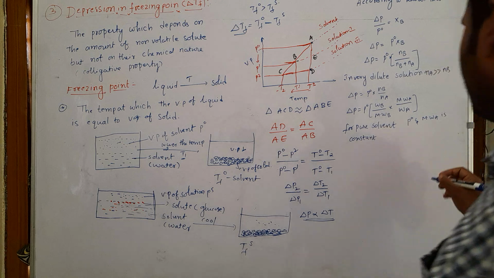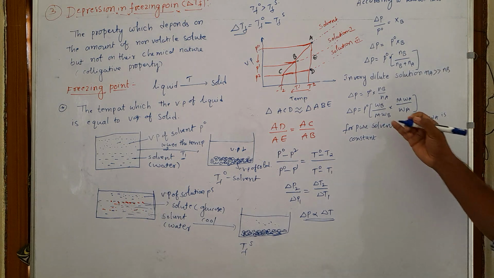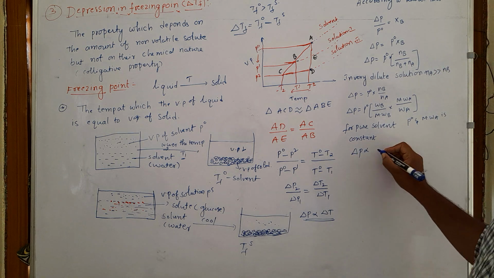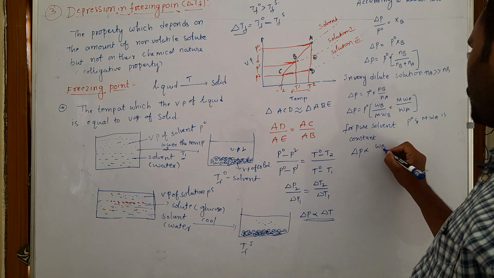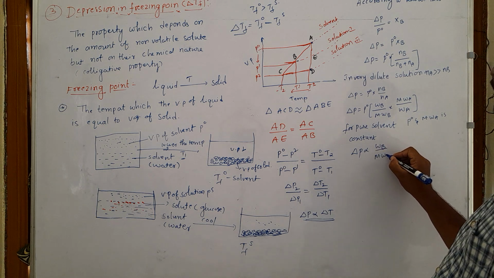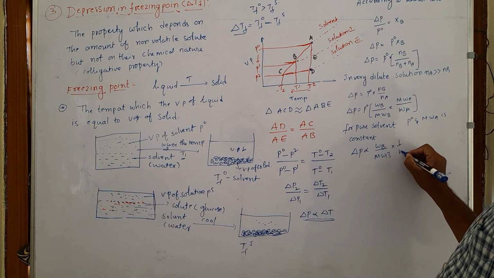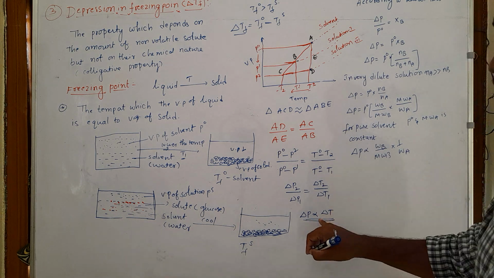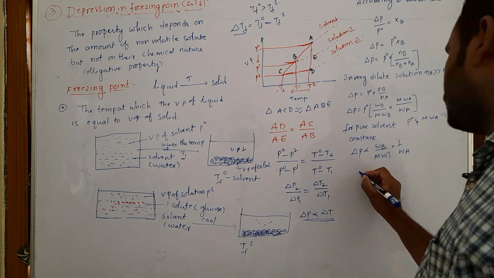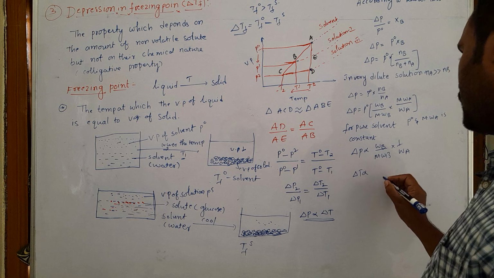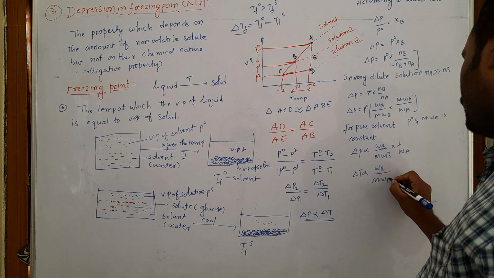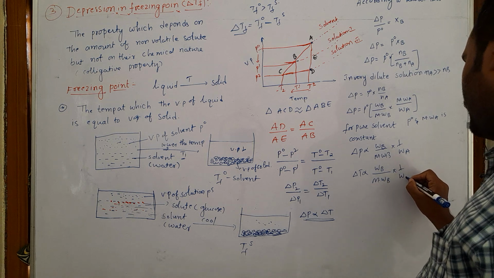Molecular weight of A and pressure of pure solvent are constant, so remove those constants. So here we get delta P is directly proportional to WB by molecular weight of B into 1 by weight of A. We already know delta P is directly proportional to delta T. So substituting delta T here, delta T is also directly proportional to weight of B by molecular weight of B into 1 by weight of A.